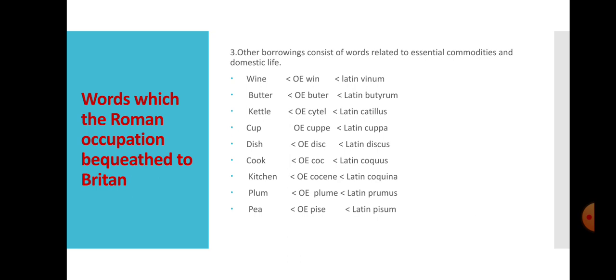For example, the modern English words wine, butter, kettle, cup, dish, cook, kitchen, plum, pea, etc. came from Latin words. You have to cite these examples when you write about Latin influence in Old English. You can expect both short questions and short essays from these portions. So when you write, you have to cite these examples also. Just go through these words and try to learn them.